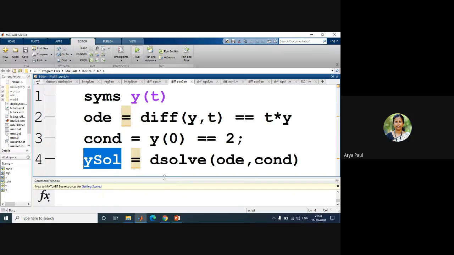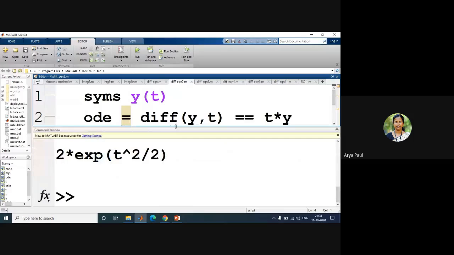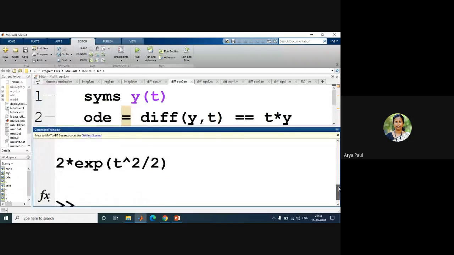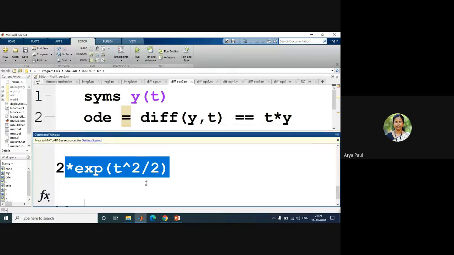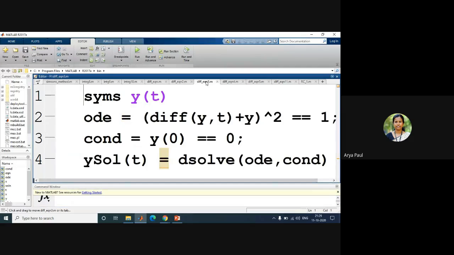Let me run this. So you can see the output here. Solution of the differential equation is 2 into e raised to t square by 2. That is the solution. You can try out many more examples. I have tried out a few simple examples. You can try your own examples.